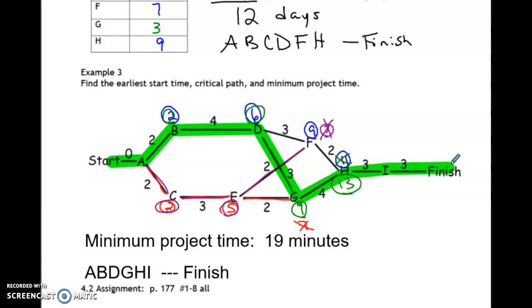Okay, so how long would it take? It would take 19 minutes. And what is the critical path? A, B, D, G, H, I. And then finally to your finish.